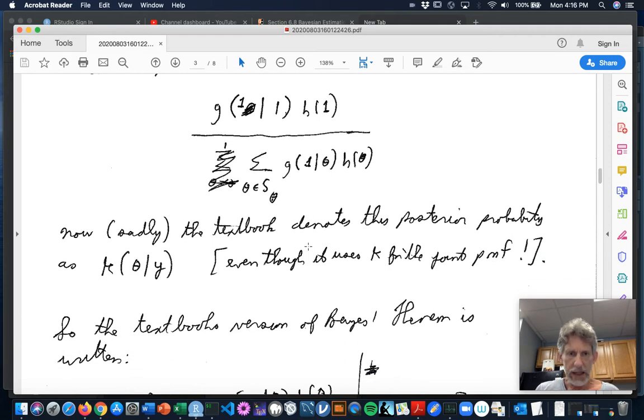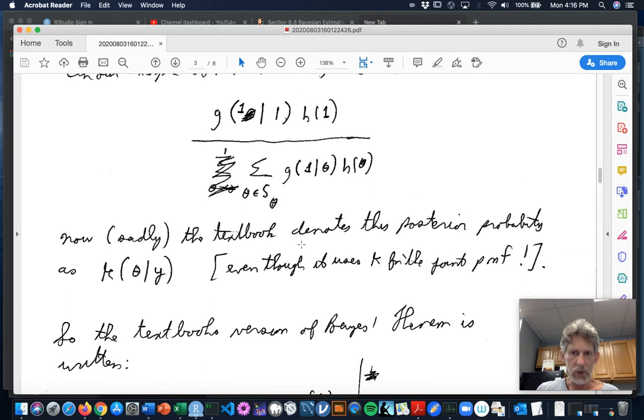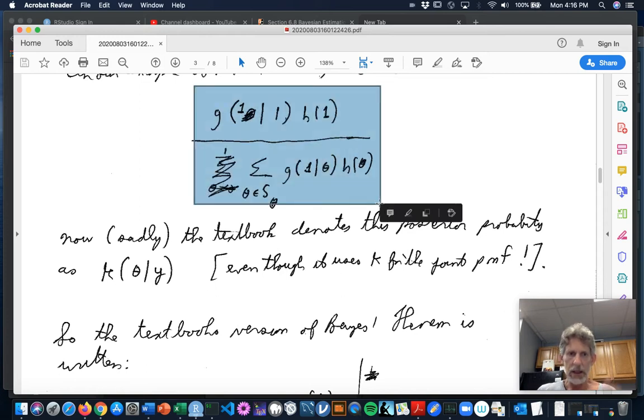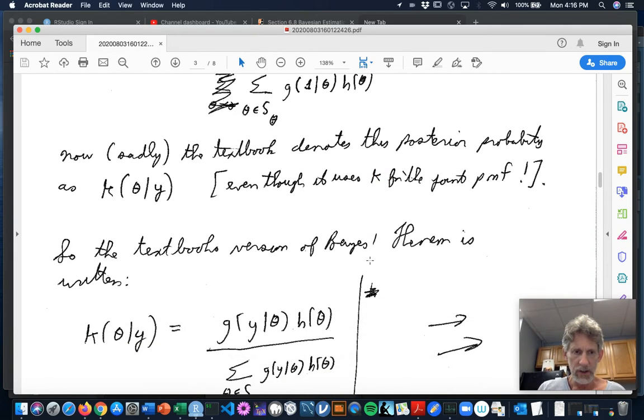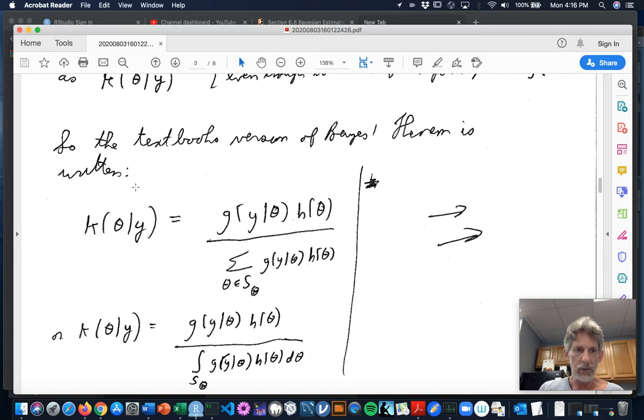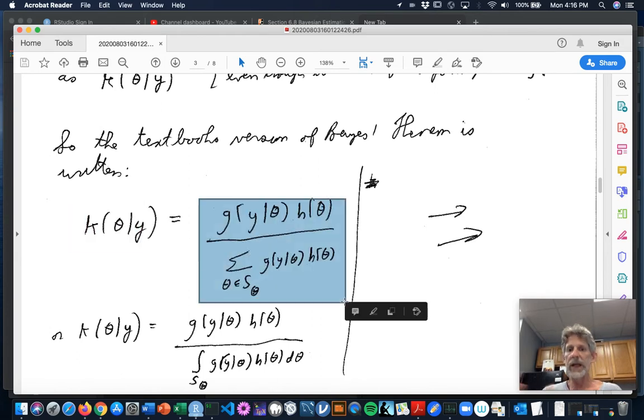Now, very sadly, the textbook denotes this posterior probability of the theta given the y as K of theta given y, even though they've already used K to denote the joint probability mass function. That is sad, but that's what they do. So we're going to have to write K of theta given y is this Bayesian theorem result.